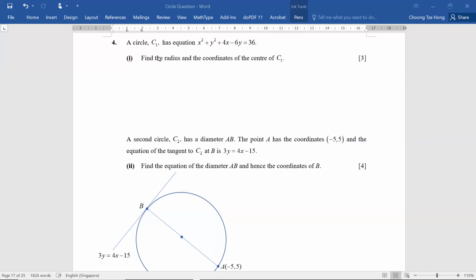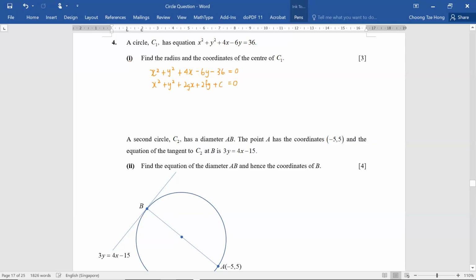We are given the equation of a circle in the general form: x squared plus y squared plus 4x minus 6y. I'm going to bring the 36 over to this side and then equals 0. Here, I'm going to employ the 2g 2f method to find the coordinates of the center as well as the radius. The general form of the equation is x squared plus y squared plus 2gx plus 2fy plus c equals 0.